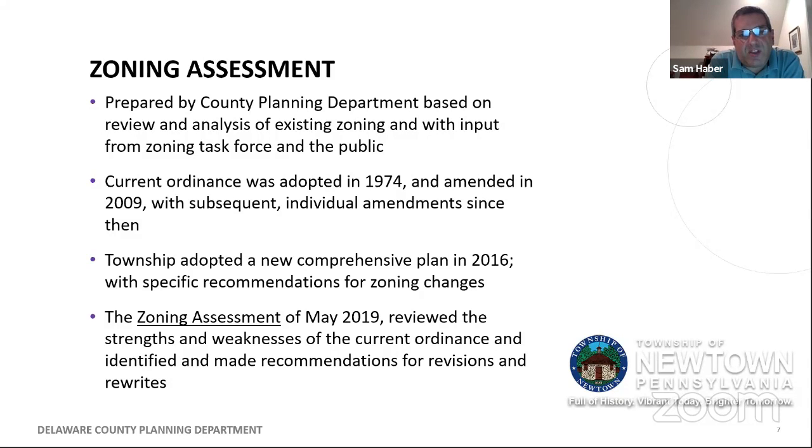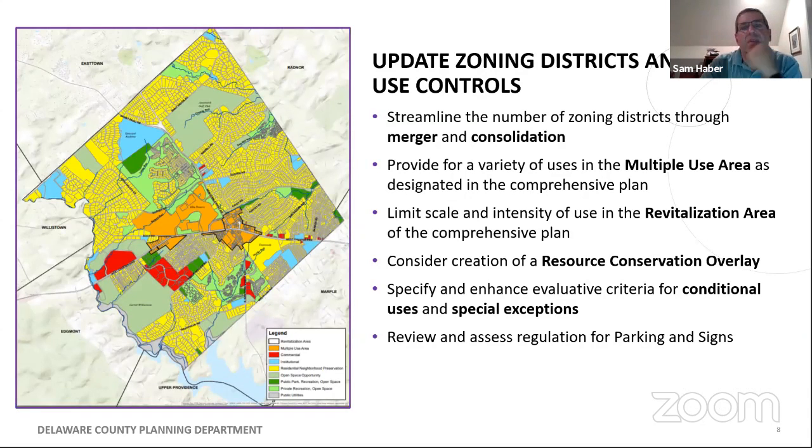And the zoning assessment, which was presented to the board back in May of 2019, reviewed the strengths and weaknesses of the current ordinance and made recommendations for revisions and rewrites. Those recommendations came out as principally focused on updating zoning districts and land use controls. This involves basically streamlining and reducing the number of zoning districts through the merger and consolidation of redundant zoning districts, which the township currently has a few.